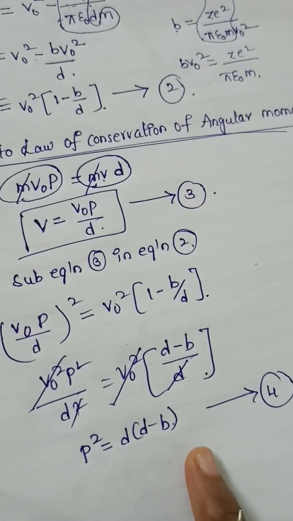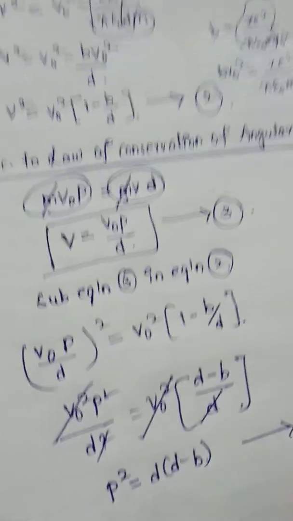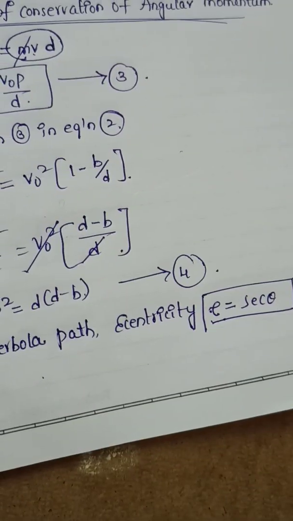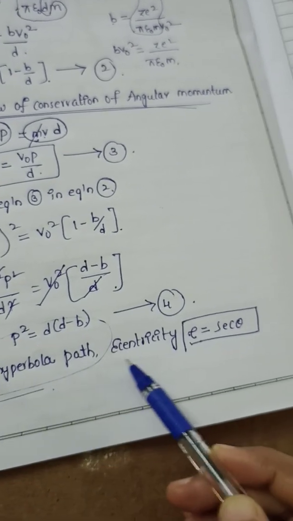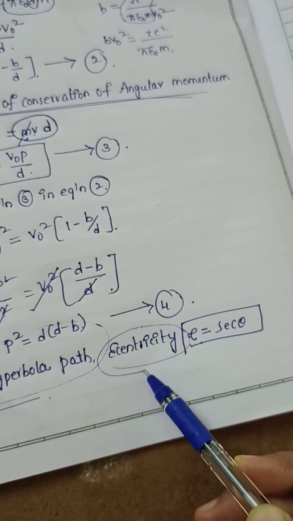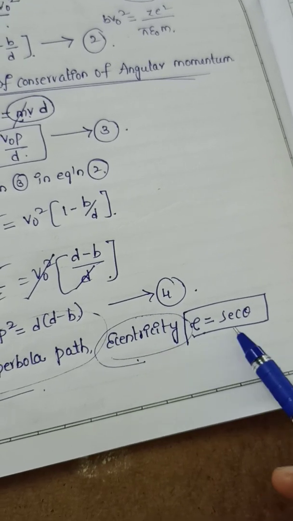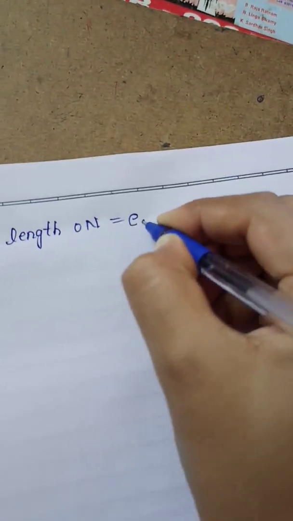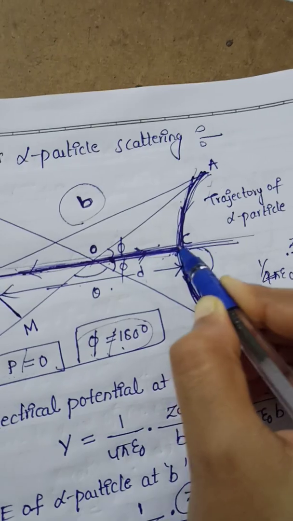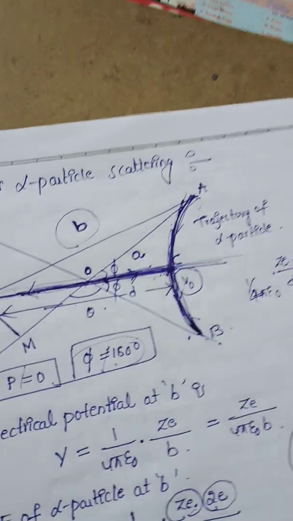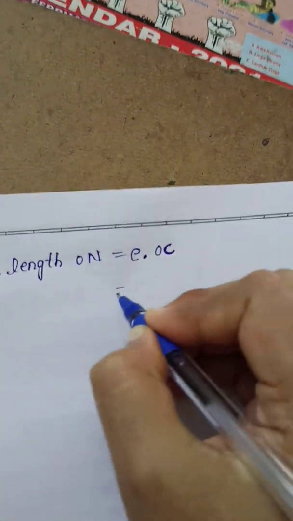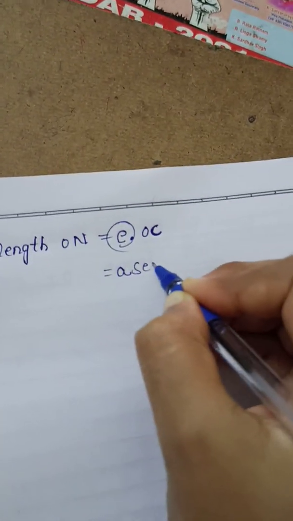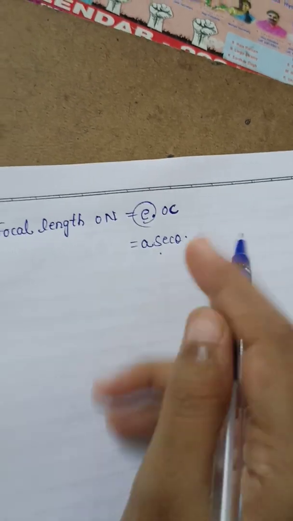Now, I already told you that is the hyperbolic path. The property of the hyperbolic path is, see here, for the hyperbolic path the eccentricity, in Telugu I don't know, but eccentricity e is equal to sec theta. So the focal length ON is equal to the eccentricity multiplied by the value of OC. From the diagram, considering the value of OC as a. So I am writing here OC is a, and e is equal to sec theta, according to the eccentricity of the hyperbola.